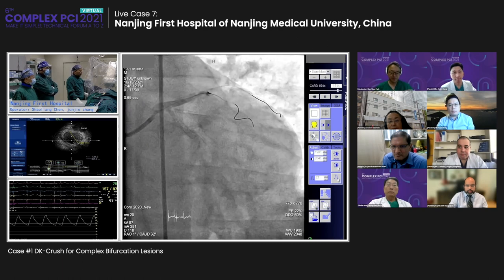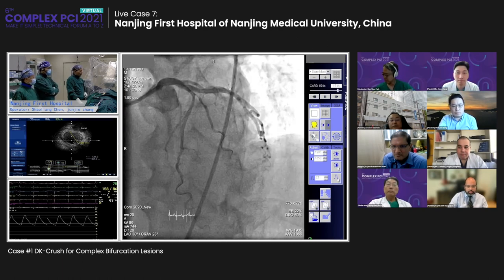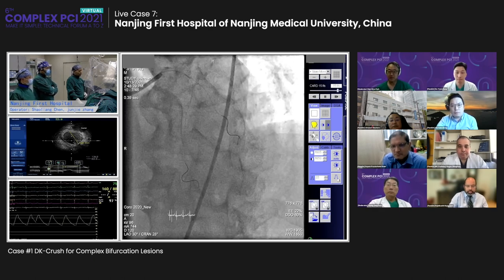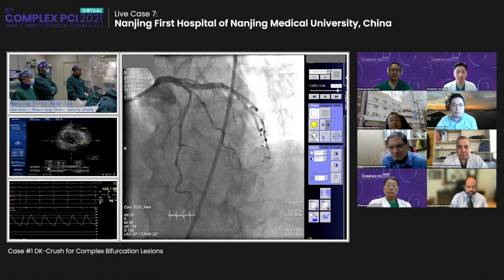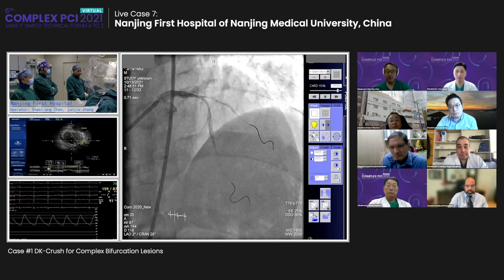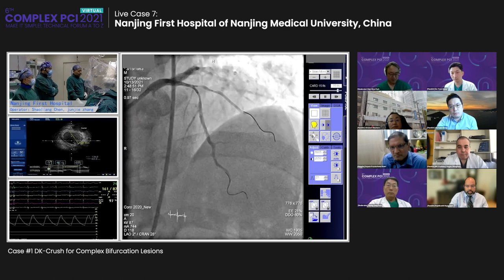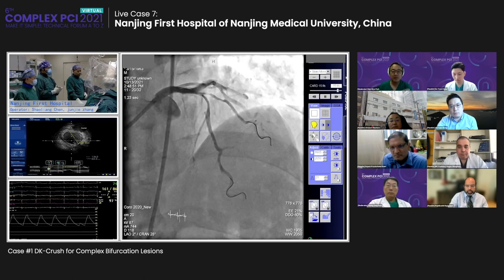Next view. We used two wires, one is a BMW and another wire in the diagonal. This AP cranial view shows a very tight lesion at the ostial diagonal, and also a very long lesion in the LAD. Next. Okay, I think this is fine to show the distribution of plaque around the bifurcated vessel, LAD and diagonal. Before the live transmission, we have checked IVUS.